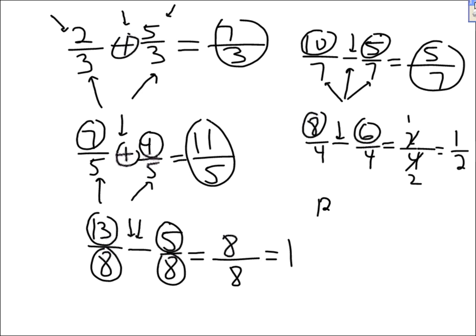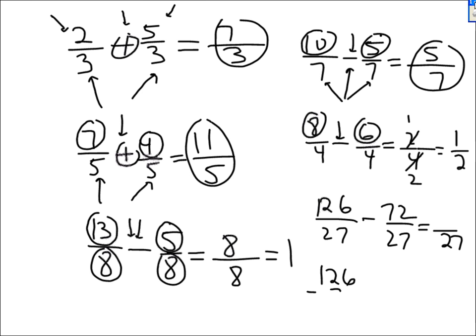You have 126/27. You want to take away 72/27. Denominator is the same, keep it. Now we need to figure out what 126 minus 72 is. The answer, of course, is going to be 54. If you know your 27 times table, 27 goes into 54 two times, and it goes into 27 one time. 2/1 is 2. You have to know your times table.